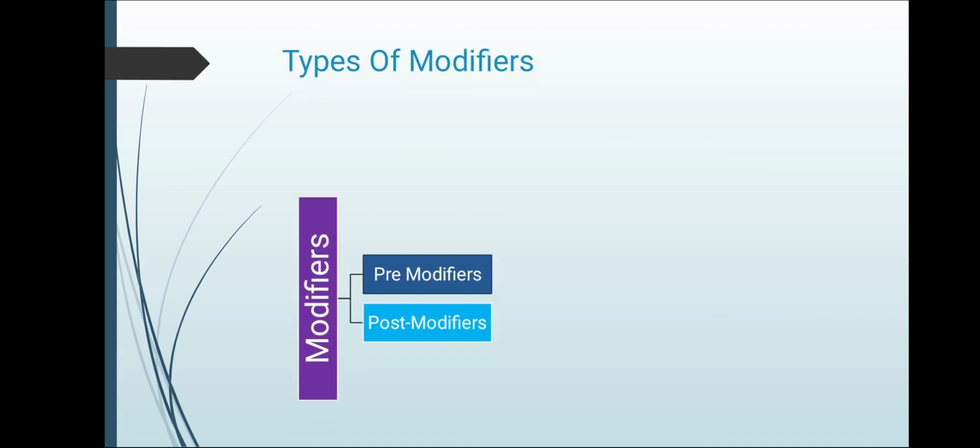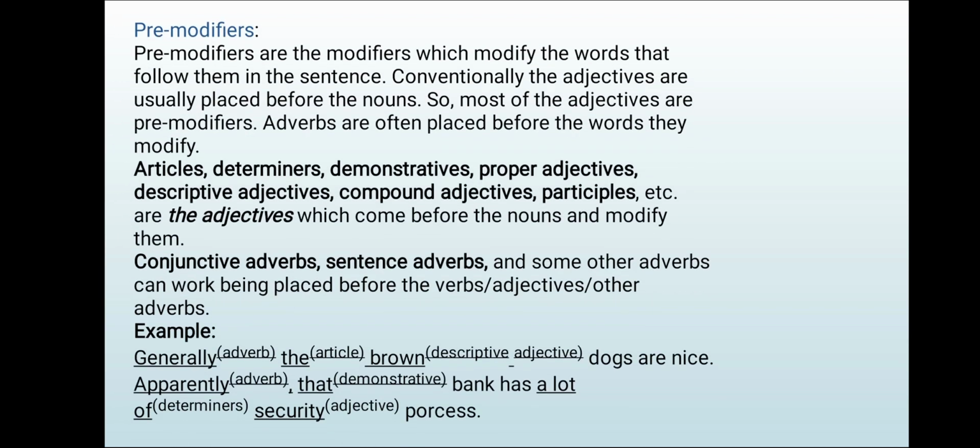Now we will know about the types of modifiers. Generally, modifiers are of two types according to their position to the words they modify. One is pre-modifiers, another is post-modifiers. Pre-modifiers are the modifiers which modify the words that follow them in the sentence. Conventionally, the adjectives are usually placed before the nouns, so most of the adjectives are pre-modifiers.